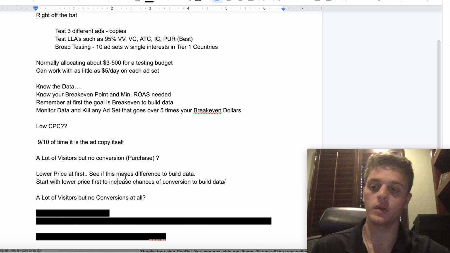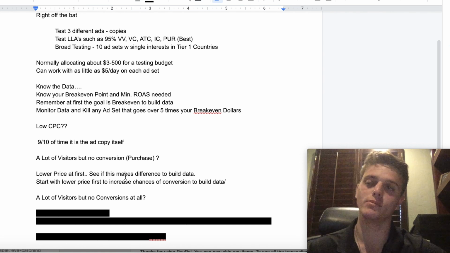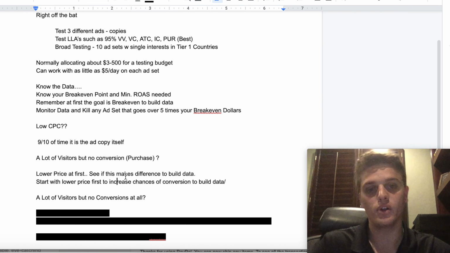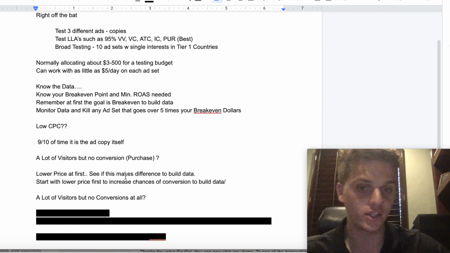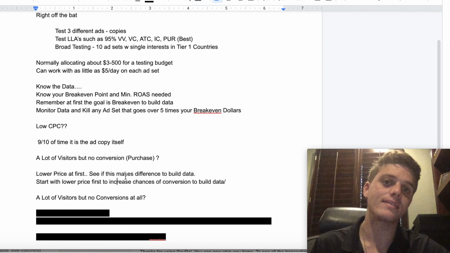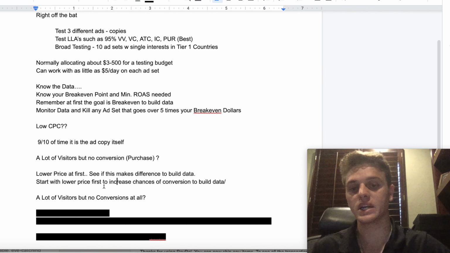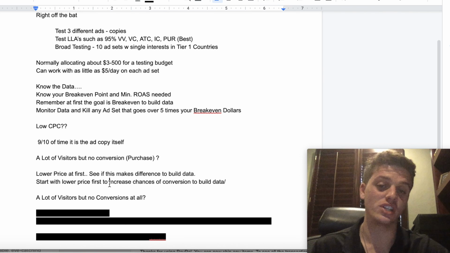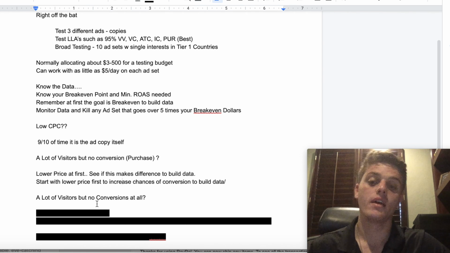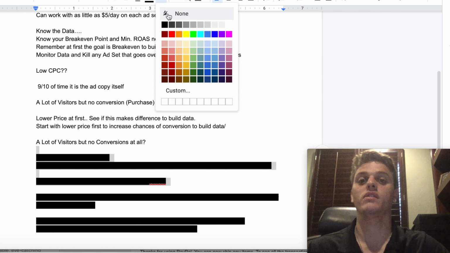And the reason that you're doing lower cost and not really shooting for profit is to build that data, which is the most crucial, most important factor of it all. Once you have this data built, you can then say, okay, let me go and raise my prices a little bit and see if this actually makes any difference. A lot of the times, once you have this data, it really won't. So you want to start with a lower price at first to increase the chances of conversions, to build this data. Make sure that you start to build these purchases, because that is the most important conversion, of course.